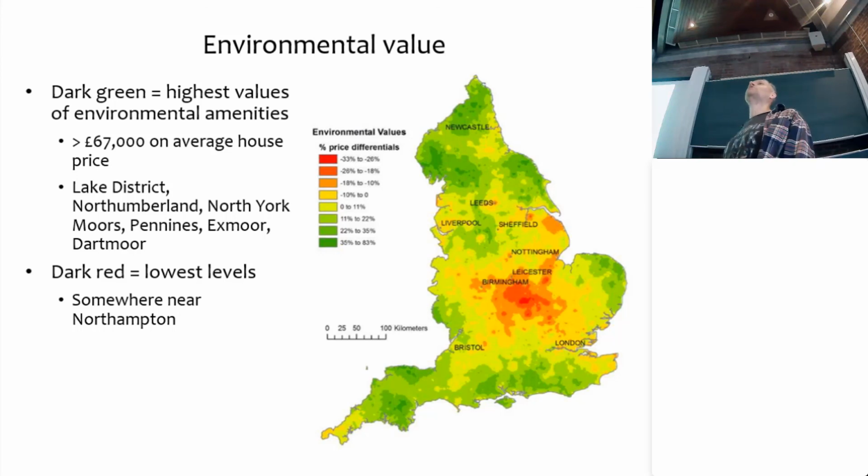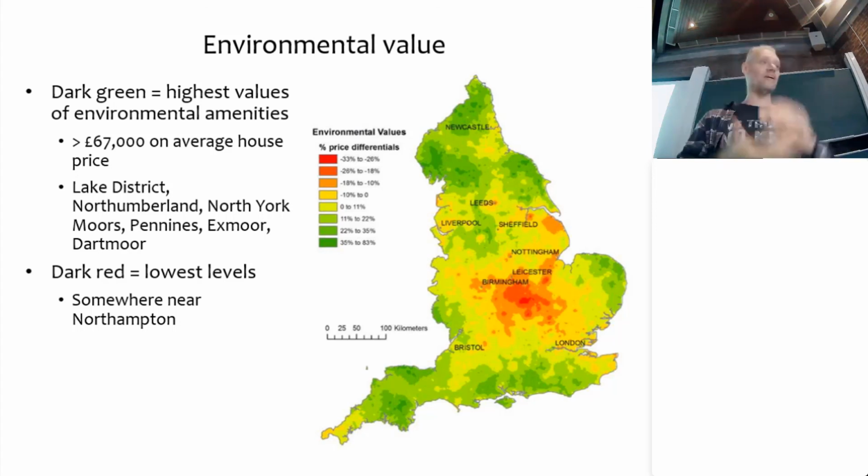But this is then the total environmental amenity value, where the green is where the environment is nice and houses are therefore more expensive. I'm not very good at English geography, I believe. This is the Midlands, right? This is sort of the worst place to be from an environmental perspective. This is where values are really, really suppressed.